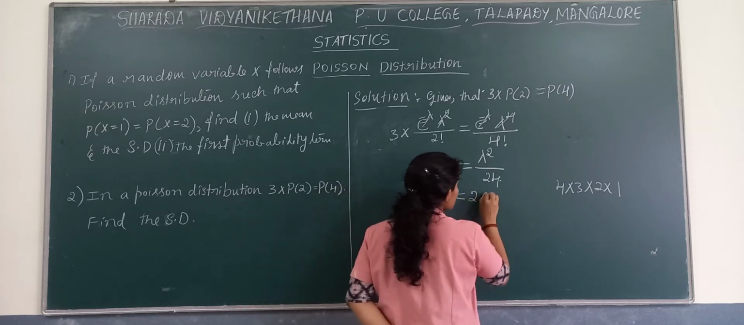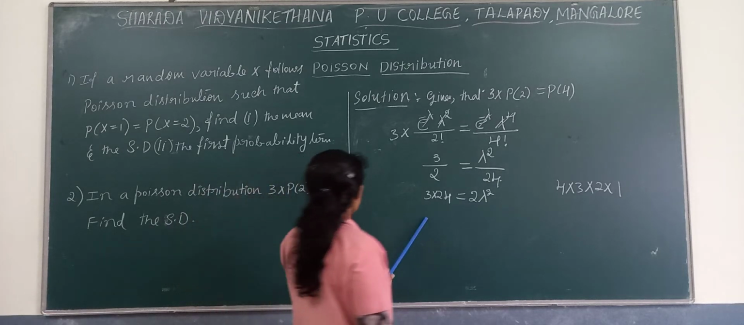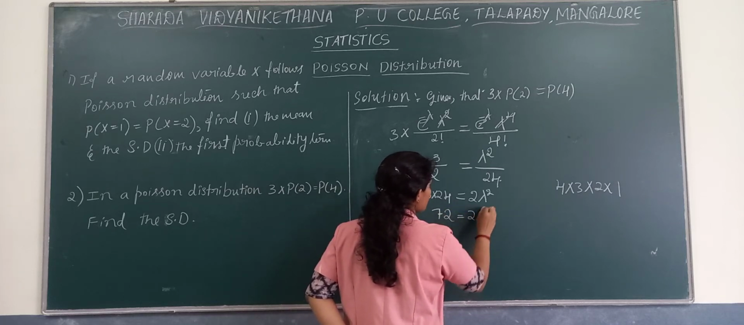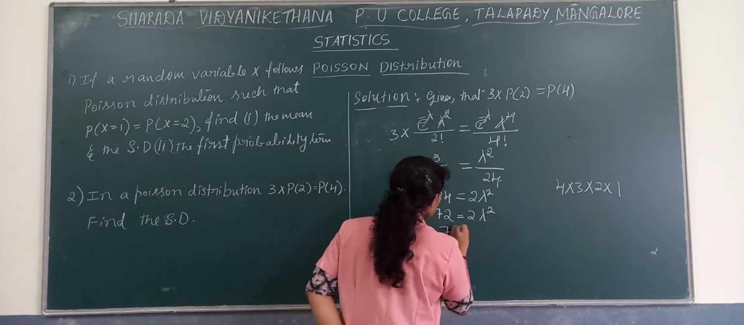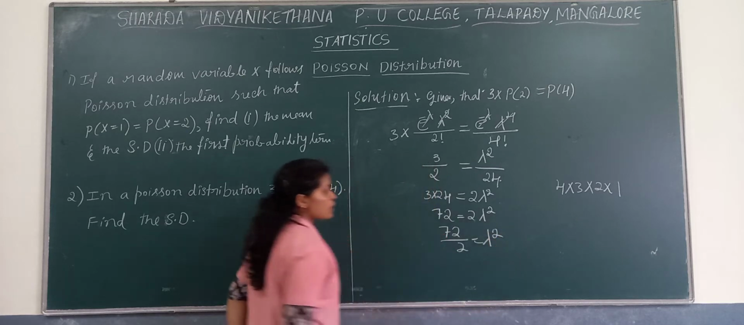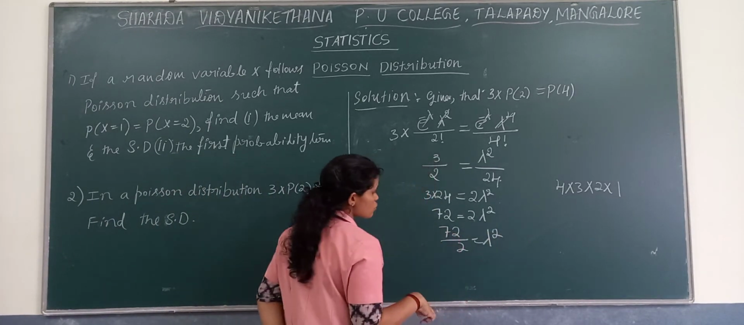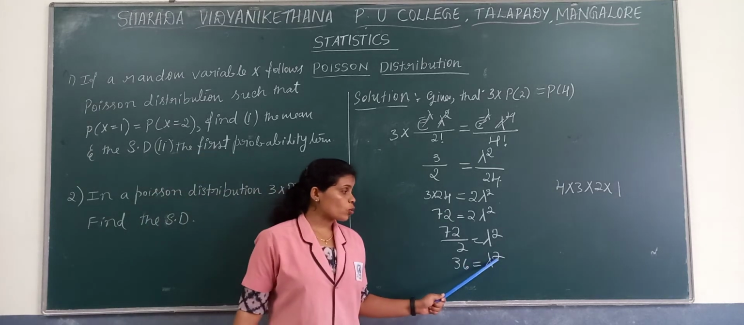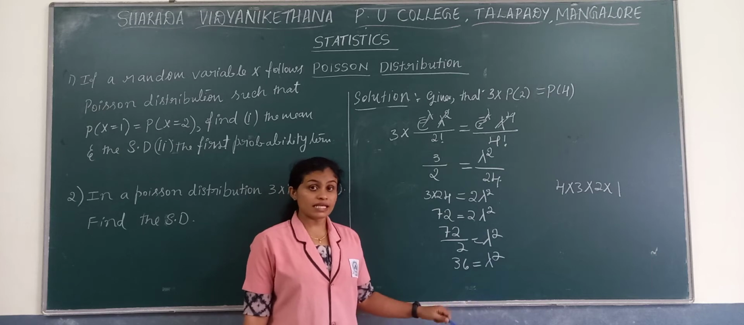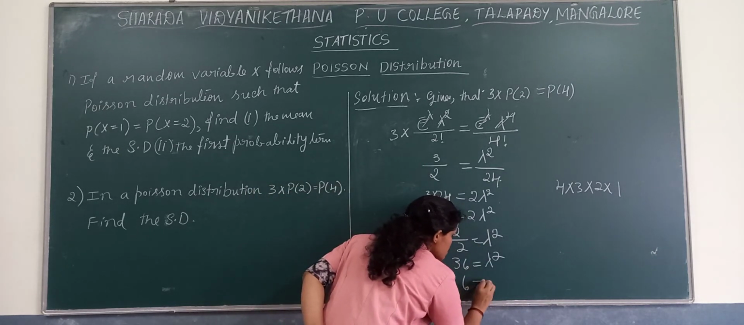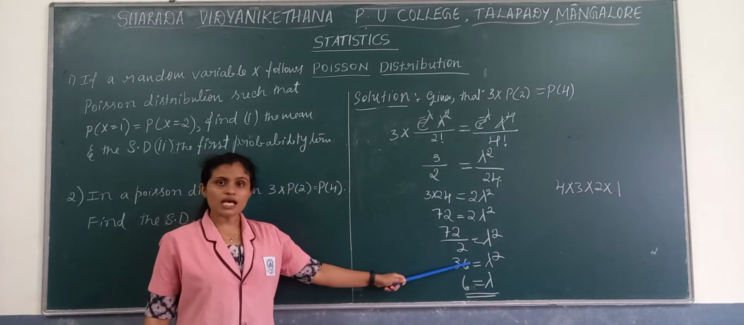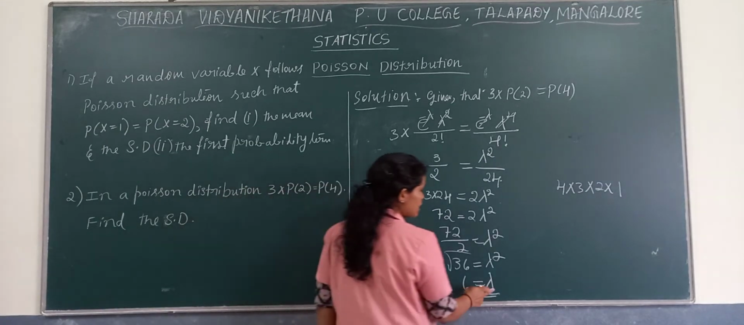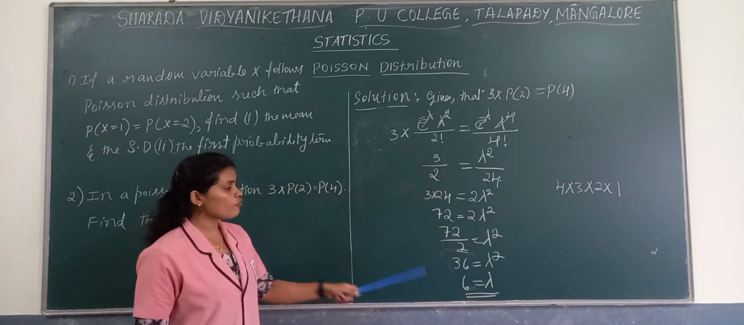Now 3 into 24 is equal to 2 lambda square. 3 into 24 is nothing but 72, equal to 2 lambda square. Now 72 by 2 is equal to lambda square. When you divide this, you get 36 is equal to lambda square. Now lambda square is 36. What is the value of lambda then? 6. This is lambda square. If you want to find out the value of lambda, then take the root of 36. You will get the lambda value. So we got the value of lambda as 6.